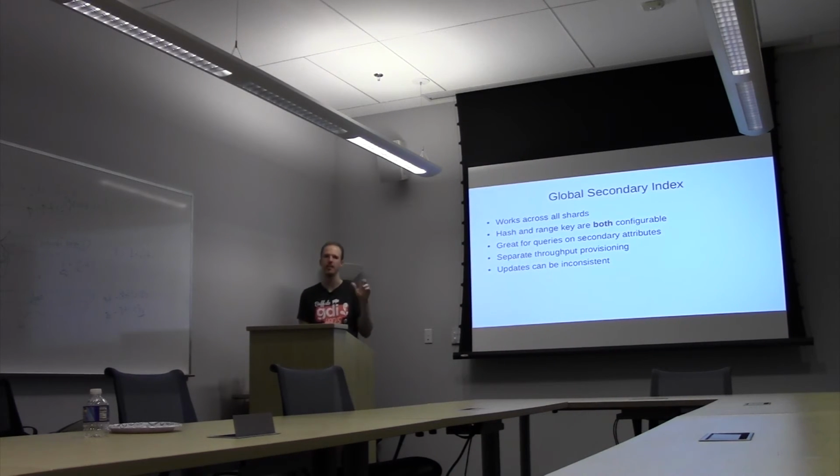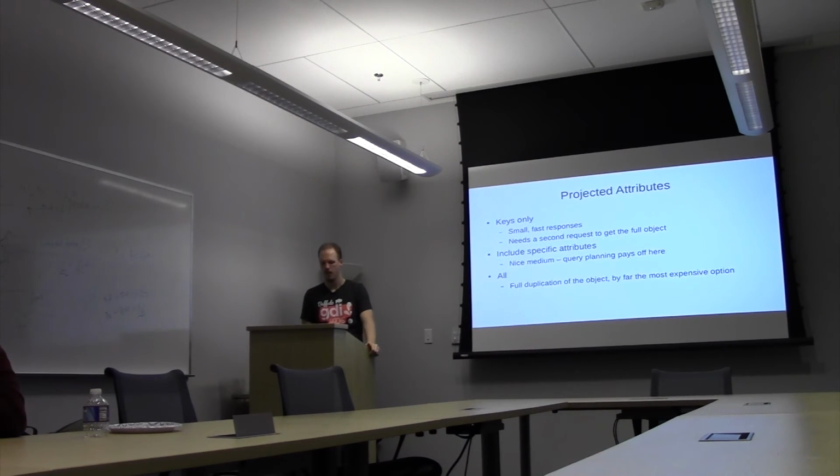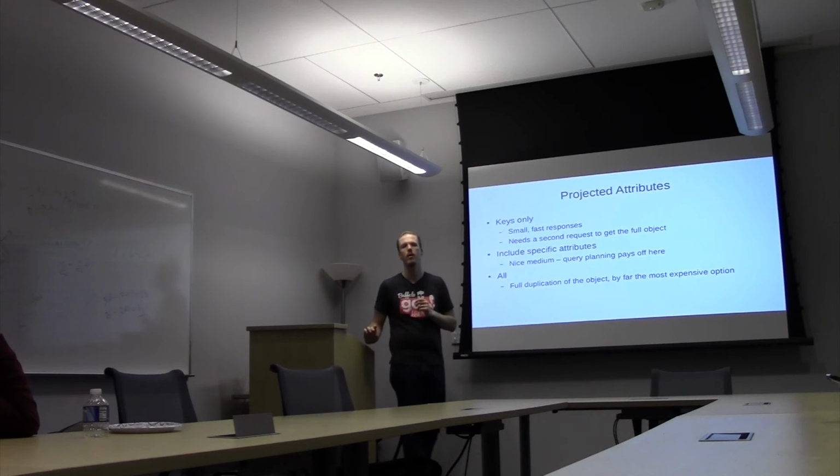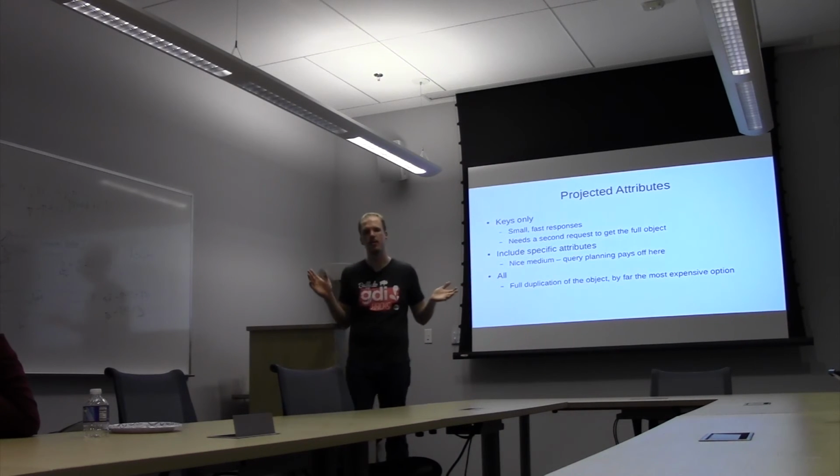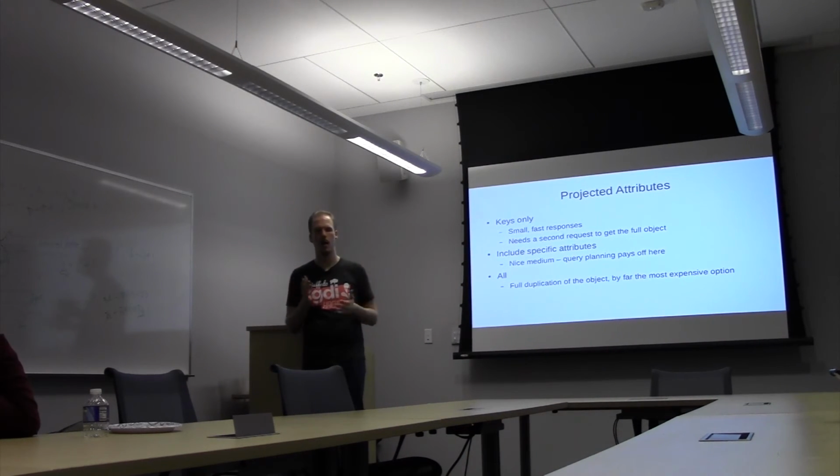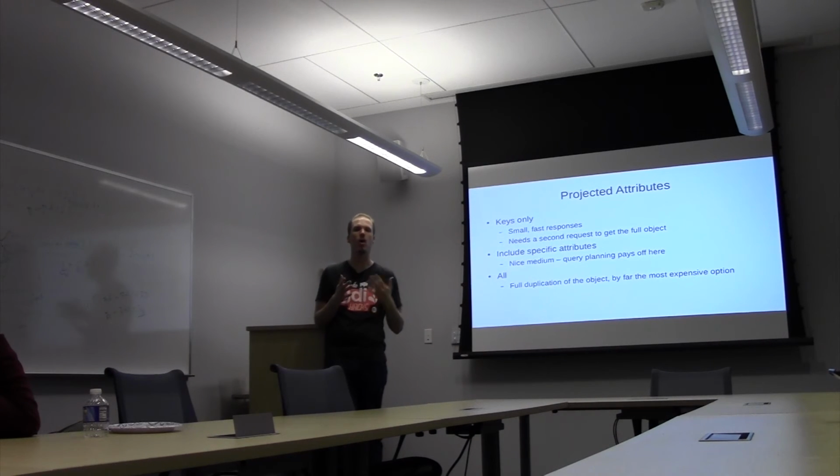And then updates are inconsistent because they get to the secondary index from the primary table, and then they show up. So if you're writing to the primary and then reading from the secondary index, there may be some lag there. And this is true for both kinds of indexes. You can project different amounts of your data. So if you have 20 properties on an item, you don't have to make all of them available in all of the indexes, because that would make your reads on indexes more expensive.